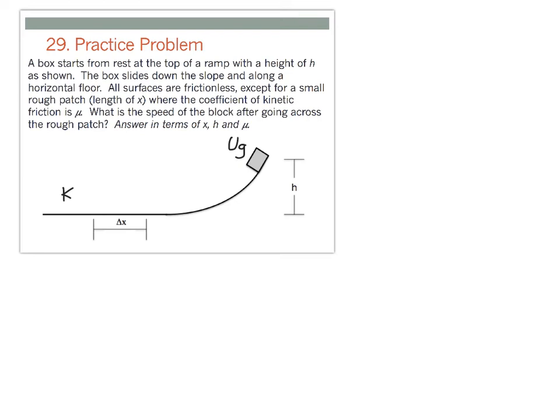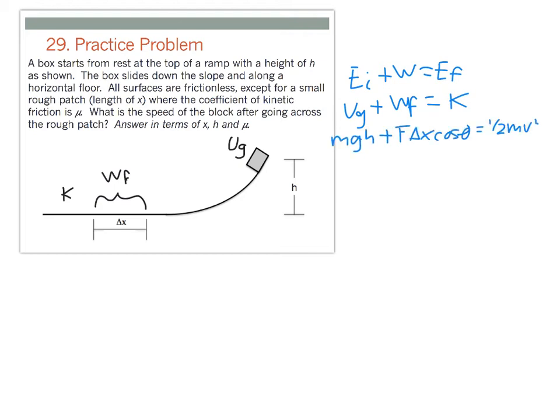And we know that during this period of time, we do have some work being done by friction. So our energy equation here, E initial plus work equals E final, is going to be UG plus that work done by friction, and that's going to be equal to our final kinetic energy. So I can go ahead and fill in the formulas I know for gravitational potential energy, work, and kinetic energy. The other thing I need to do is I'm given this coefficient of friction here, and I'm going to ultimately need my frictional force to find my work. So what I'm going to do is set up all the forces acting on the object as it's sliding across that patch.